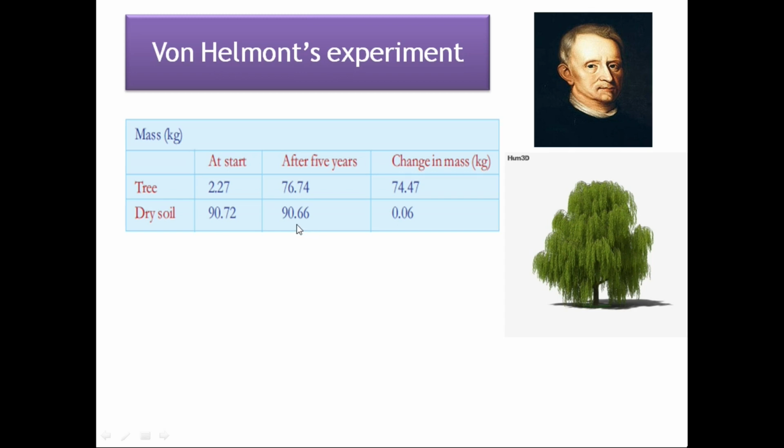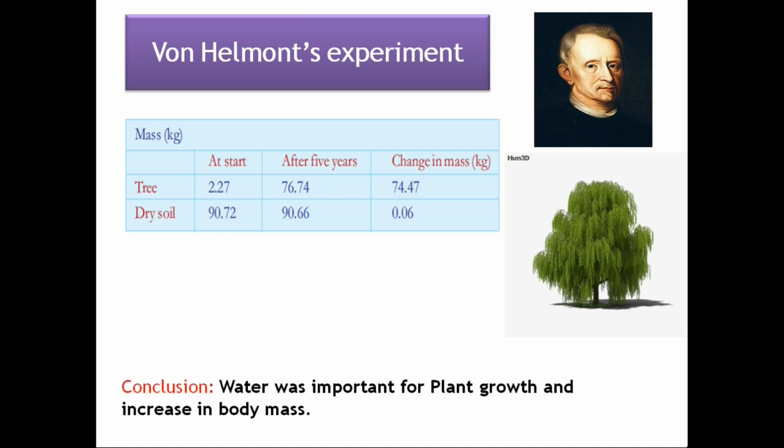90.66 kgs. Here he noticed a very slight decrease in the mass of soil, but a huge increase in the mass of tree. Then he concluded that the substances required for the growth of a plant did not come from soil only. Water was important for plant growth and to increase its body mass. During those days, the concept of photosynthesis was not in existence. Later, it was found that the increase in plant body mass is due to photosynthesis.